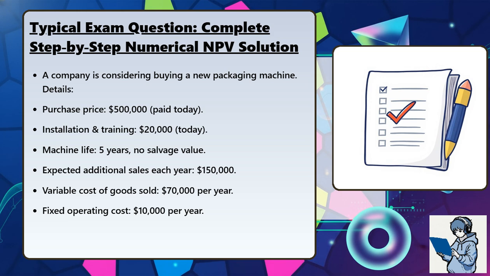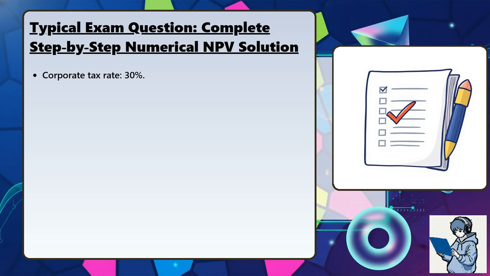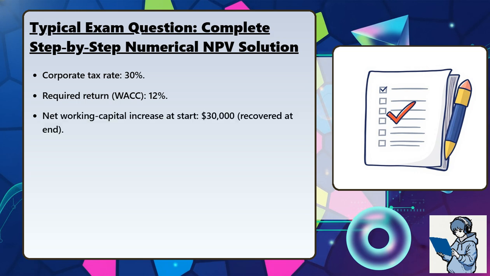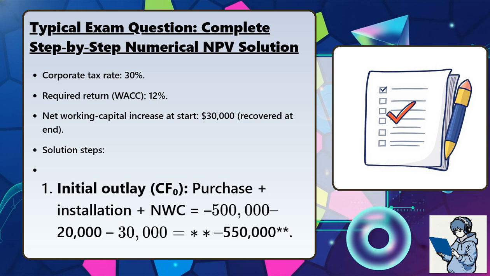Fixed operating cost $10,000 per year. Straight line depreciation $104,000 per year. Corporate tax rate 30%. Required return 12%. Net working capital increase at start $30,000, recovered at end. Solution steps. Step 1, initial outlay: cash flow 0 equals purchase plus installation plus net working capital equals negative $500,000 minus $20,000 minus $30,000, which is negative $550,000.